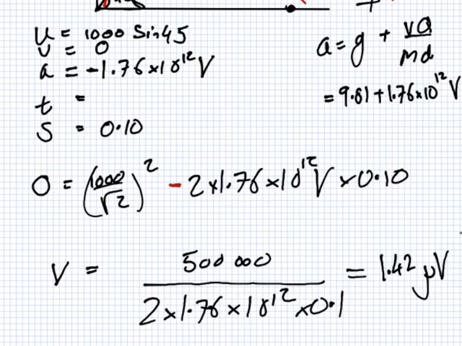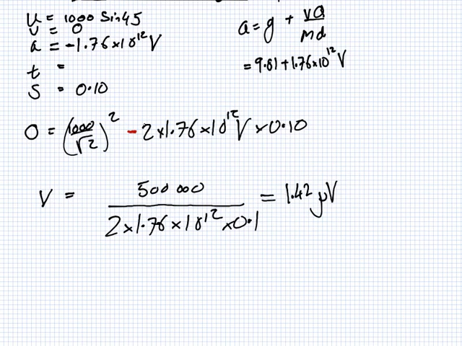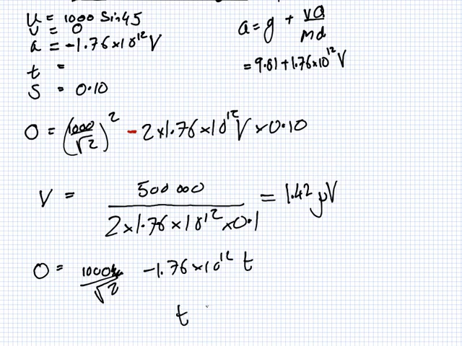I would expect this time to be tiny, like picoseconds. Out of curiosity, let's calculate it. What would be the easiest way to get the time? V equals U plus AT. So 0 equals 1,000 over root 2 plus A T. So then the T will be 1,000 over root 2 over 1.76 times 10 to the 12.